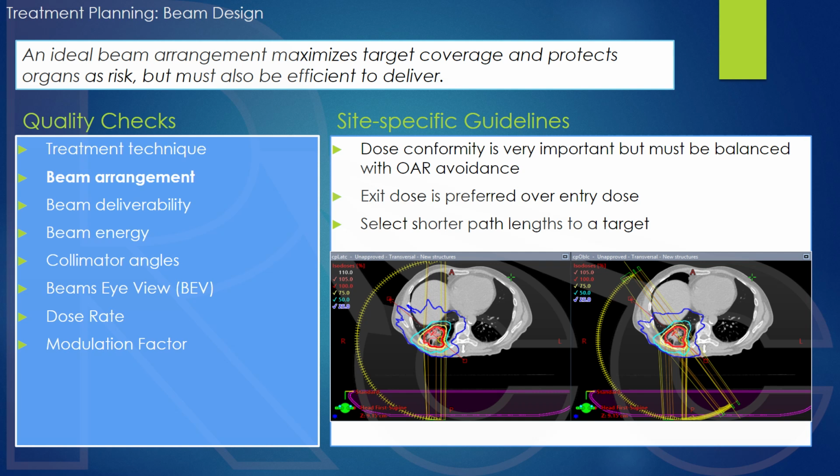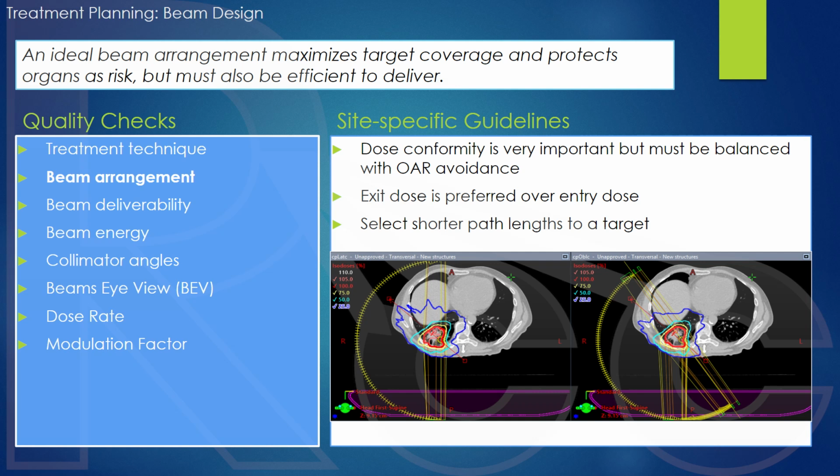So let's talk a little bit more about this beam arrangement. Dose conformity is super important for SRS and SBRT, but that needs to be balanced with organ at risk avoidance. Below, I show a lung SBRT case where it's a posterior target that's relatively close to the chest wall, but more importantly, it's close to the spinal cord.